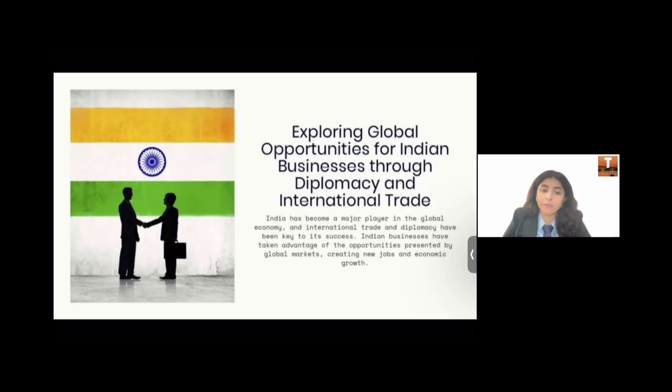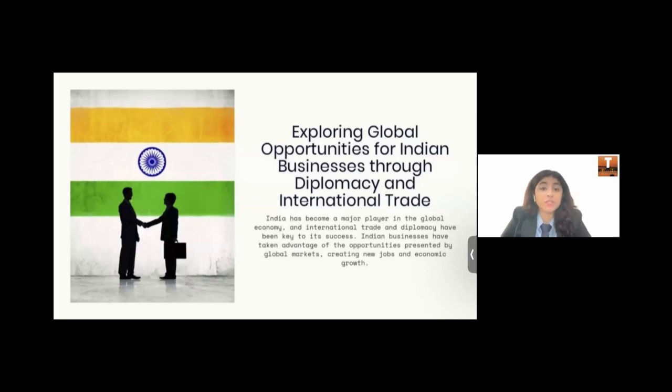Seventh would be skill development and capacity building. Diplomacy and international trade efforts can also focus on skill development and capacity building for Indian businesses. This includes providing training programs, workshops and seminars on international business practices, export procedures and cultural sensitivities. This can help in enhancing the capabilities of Indian companies, and it also prepares them to navigate global markets effectively.